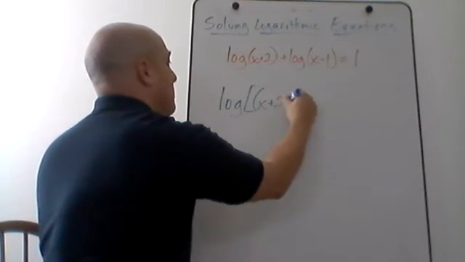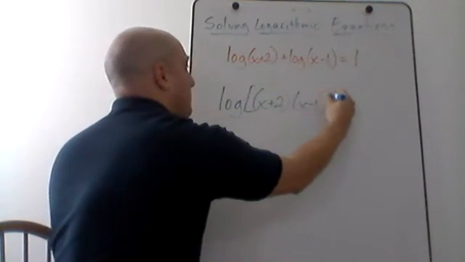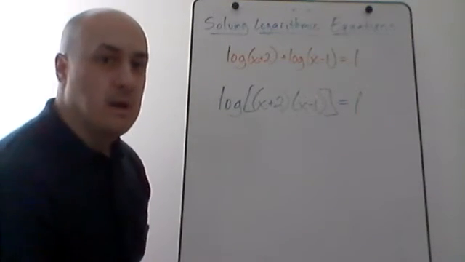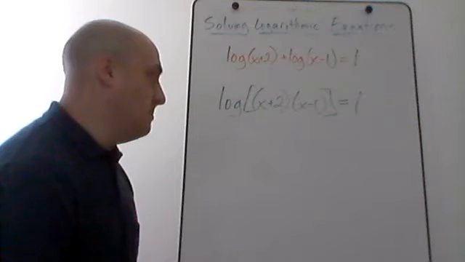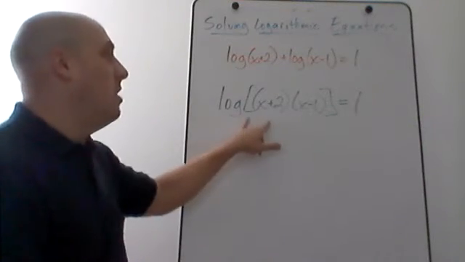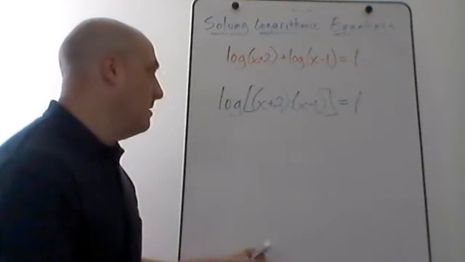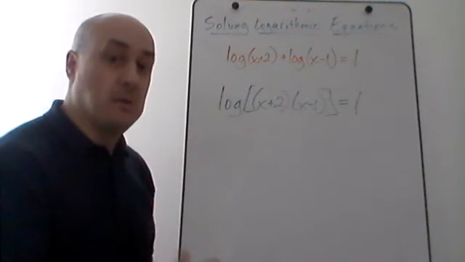So I multiply together the x plus 2 and the x minus 1, and then it still equals 1 on the other side of the equation. So log of x plus 2 times x minus 1 equals 1. Now my logarithm is isolated on this one side of the equation. In order to isolate it, I had to combine those separate logs together.